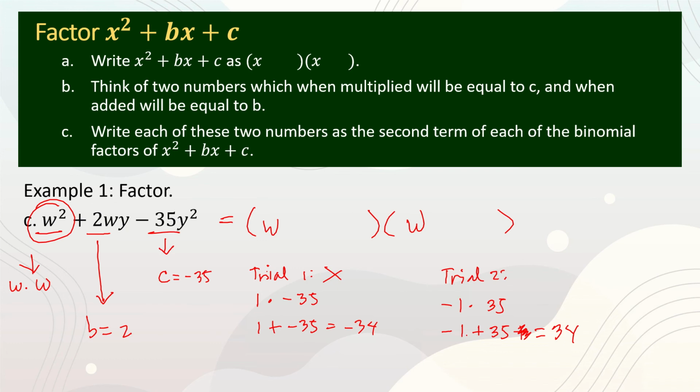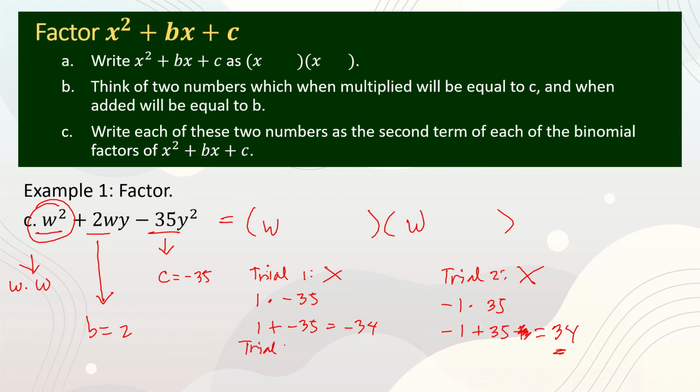See the difference in our trial 1 and trial 2? When we add 1 times negative 35, that's negative 34. In our trial 2, we just interchange the signs. So negative 1 plus 35 is now 34. So perhaps you have to explore on that as well in the future. But this is not yet the answer either, because the B is 2, not 34. Okay, so try another one. So trial 4. O, diba?